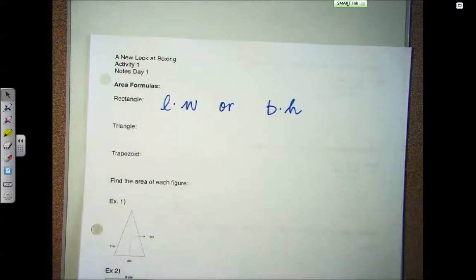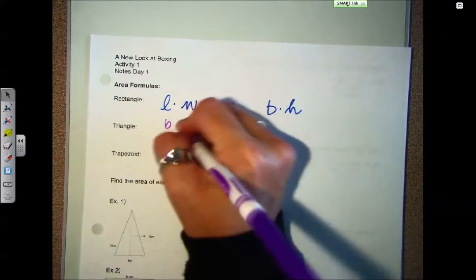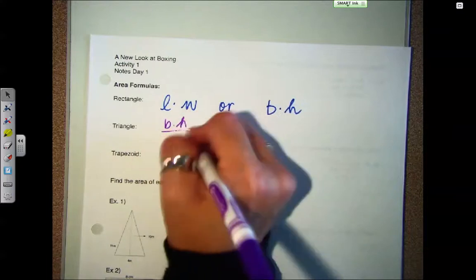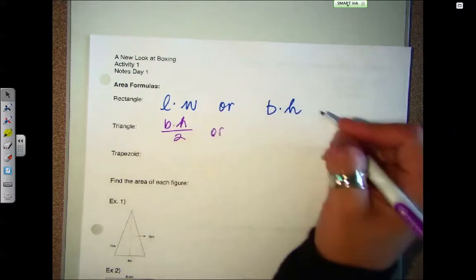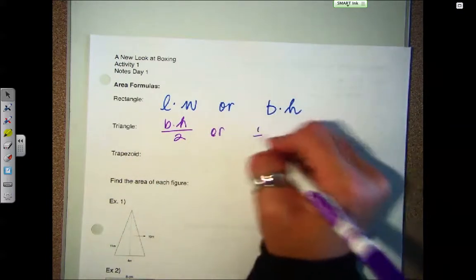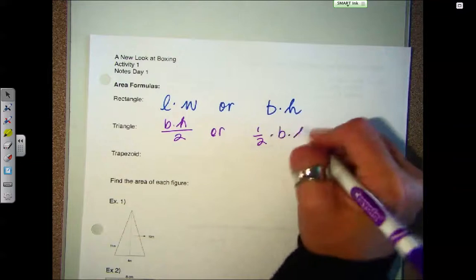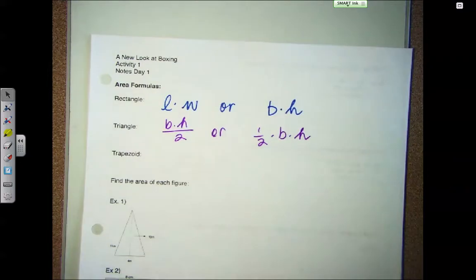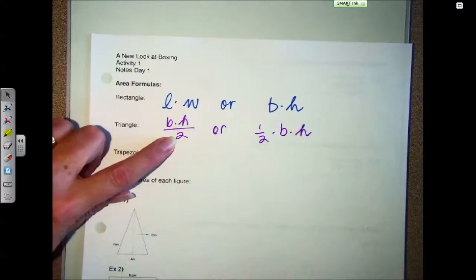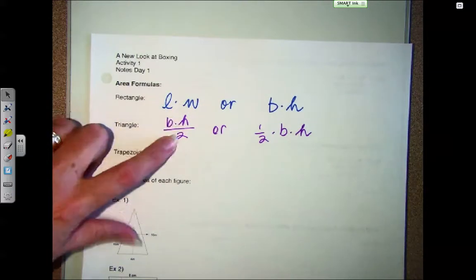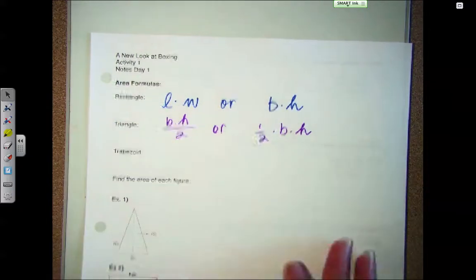So for a triangle, what formula do we use? Base times height divided by 2, or you can write it as 1/2 times the base times the height. These are the same formula. Some people like to multiply these two and then divide them. Some people just like to multiply by 1/2.